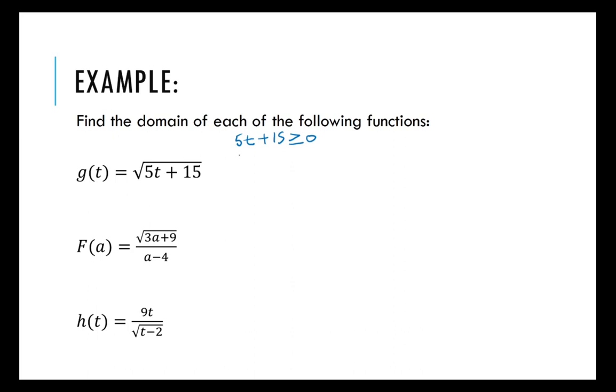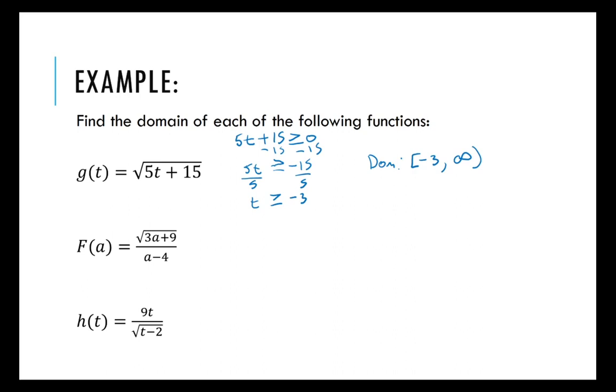Then we can solve for t. So minus 15 minus 15. 5t is greater than or equal to negative 15. Divide by 5, divide by 5. T is greater than or equal to negative 3, which in interval notation is including negative 3 all the way up to infinity. And so that will be our domain. Anything outside of that can't be plugged into our function.